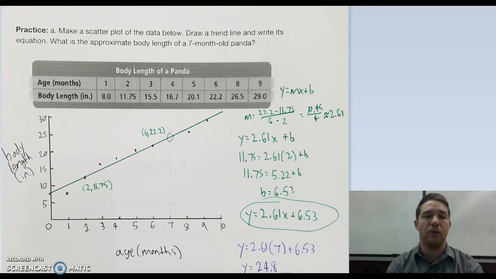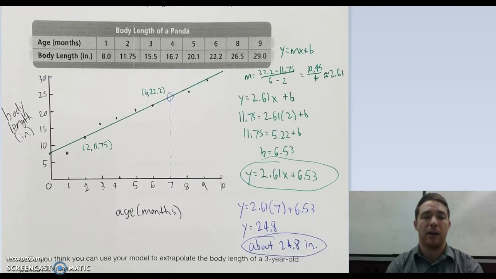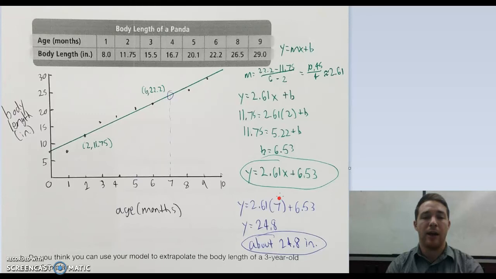I can then use that to estimate a 7-month-old panda by plugging in, instead of x, I'm going to substitute that with a 7. So if I'm looking for the panda's size at 7 months, you can also estimate just kind of looking at your graph, so it looks like it should be around 25, but if I plug that into my equation, I can get a little bit more exact guess. If I plug in 7, I get about 24.8, so we can use that as an estimate for that panda size at 7 months. So using my trendline equation, plug in 7 for 7 months, and that gets us our estimate for the panda's length.